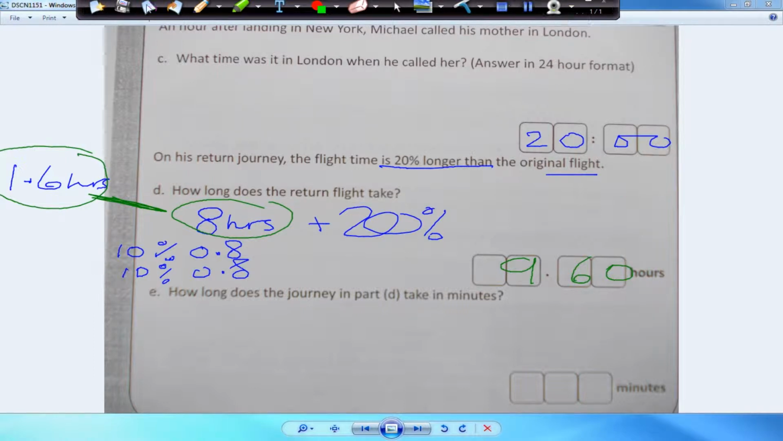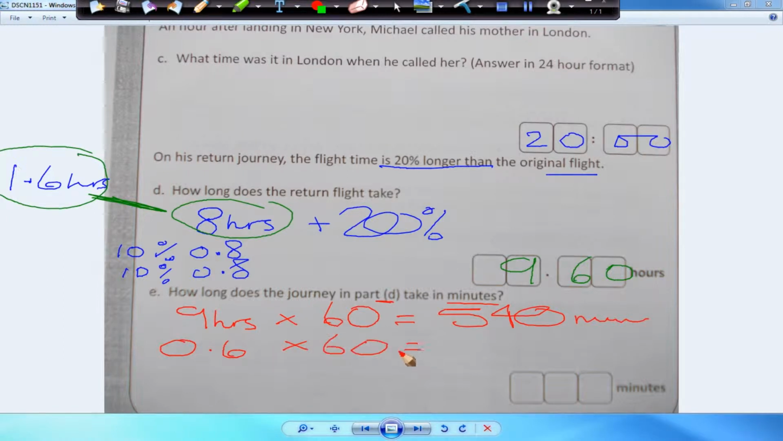Next, let's change color now. How long does the journey in part D take in minutes? So first of all, we have 9 hours, which is the easy part. We times that by 60. 9 hours times by 60 will give us what answer, Harun? 540. 540 minutes for the first part. And then we have 0.6 of an hour. 0.6 times by 60. Now we have to think about technique for working this out.